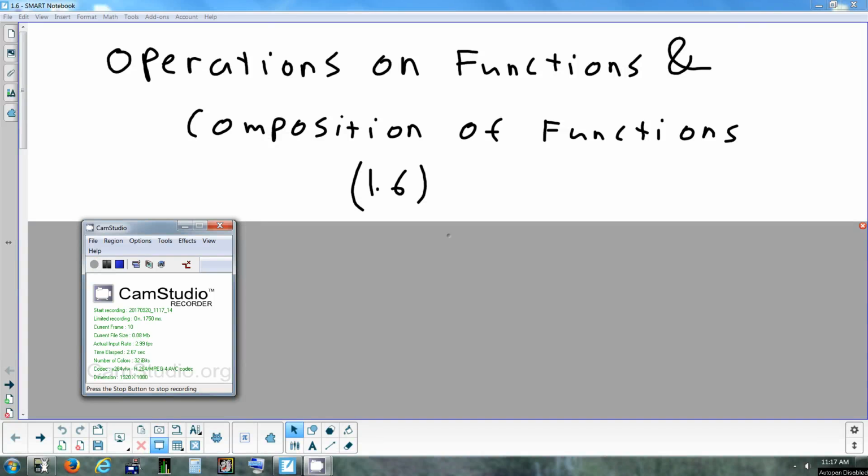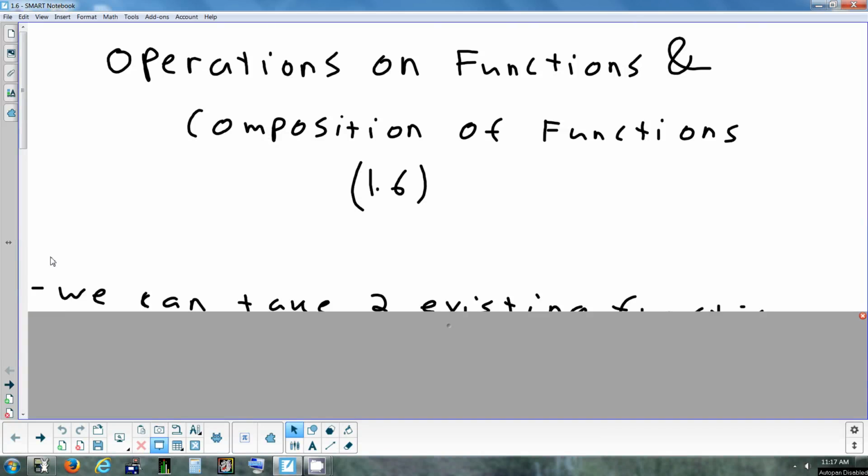Okay, so last section in chapter 1, 1.6. It's on different operations you can do with functions. And the idea is to take two functions you already have and combine them together to create a new function. And there's different ways we can do that.